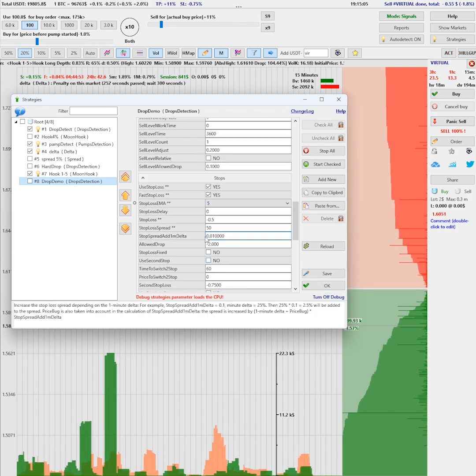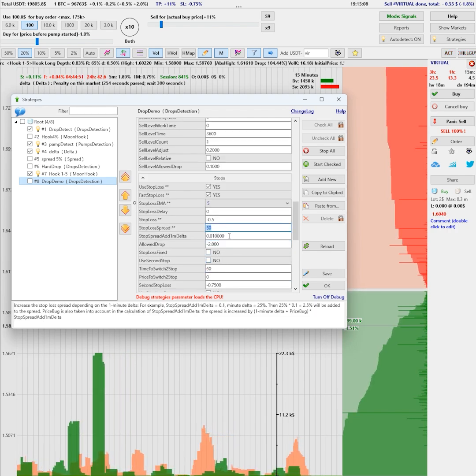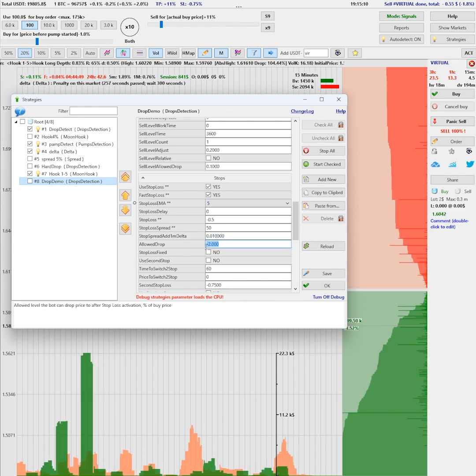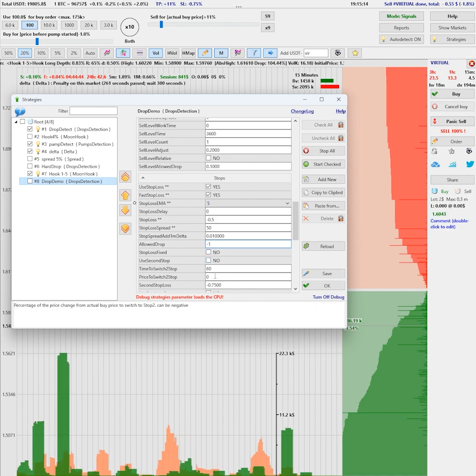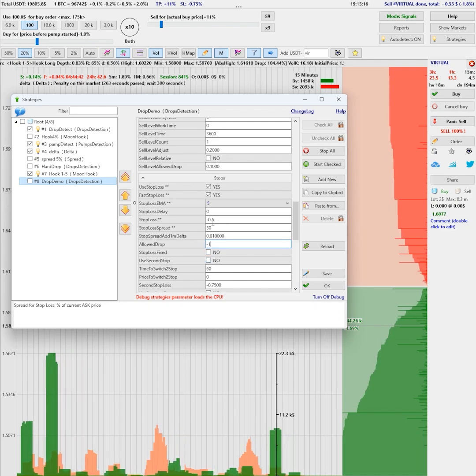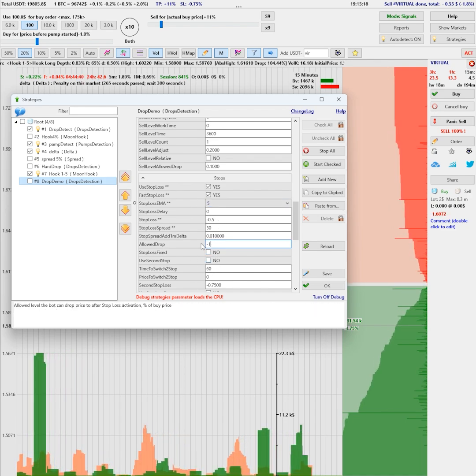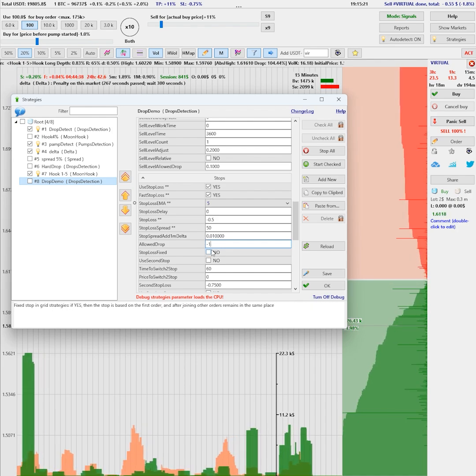Add 1 minute delta does not matter. If you do this one, it does not matter. Allow drop. In this case, we can do like, okay, sure, minus 1%, but it doesn't matter because we selected fast stop loss, so it's going to work really fast anyway.